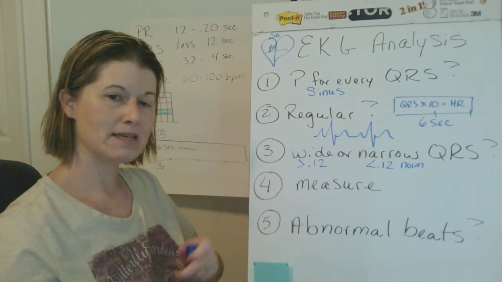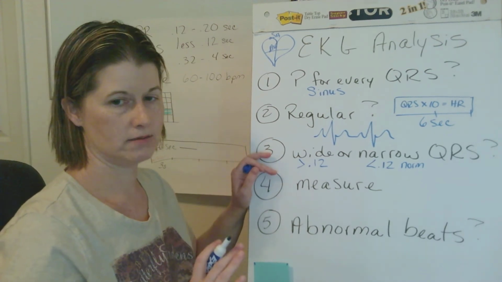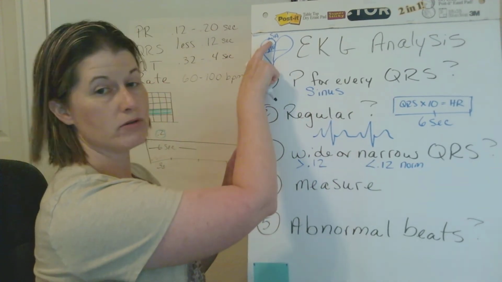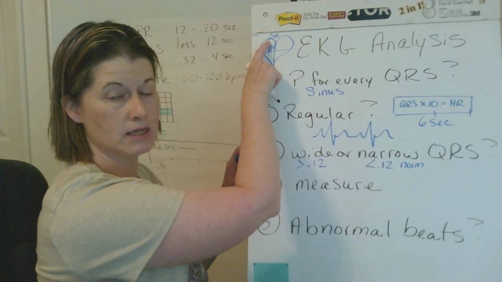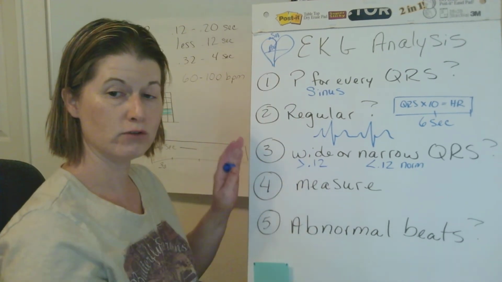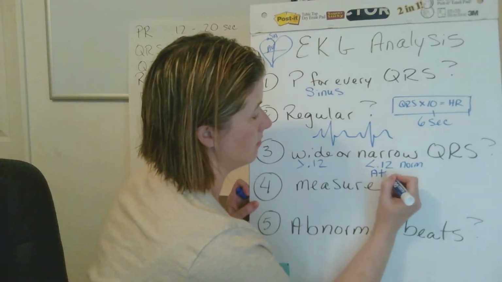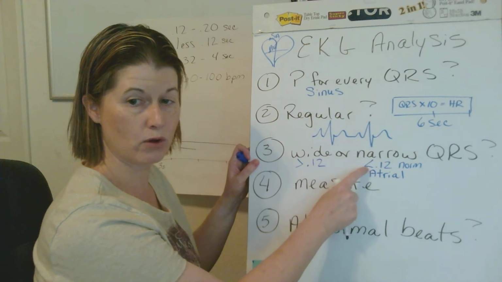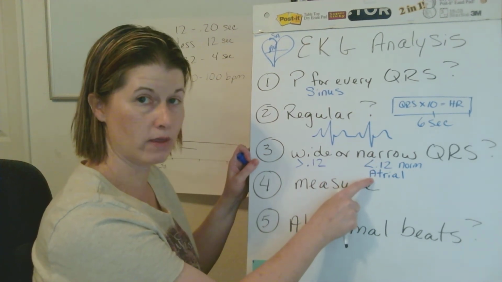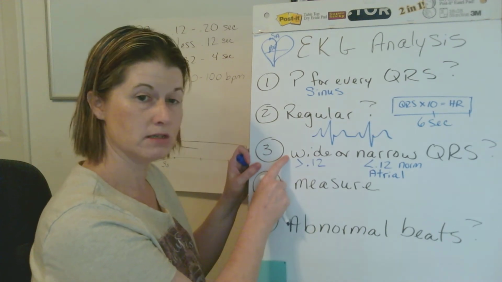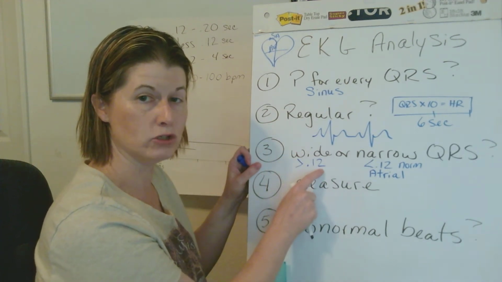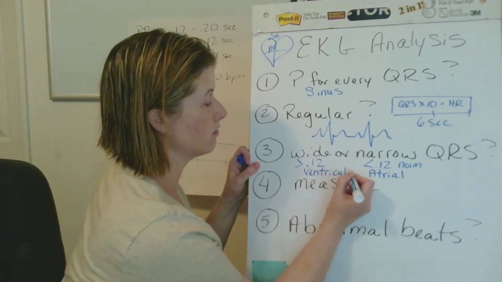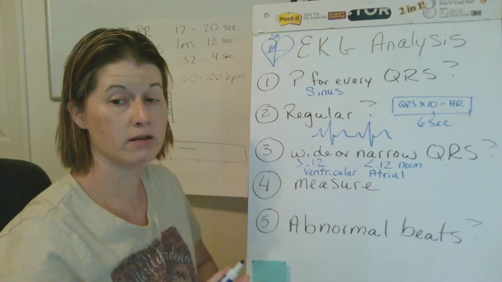Why do we care about this? Because this is going to help you a lot. If you have a narrow QRS, then you know your impulse is starting at the atrium, okay? It's in the atrium. That means you've ruled out all of your ventricular rhythms. So if your QRS is narrow, or less than 0.12, you have an atrial rhythm, okay? If your QRS is wide or greater than 0.12, you have a ventricular rhythm. That rules out a lot of different things.